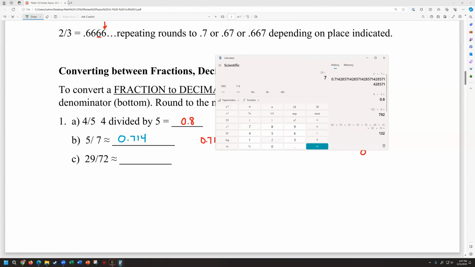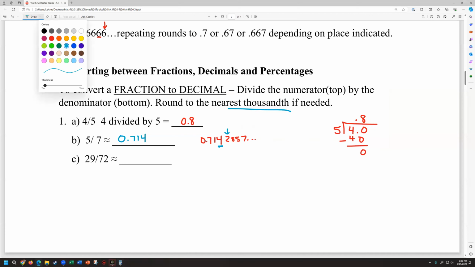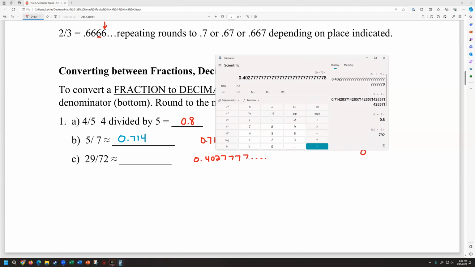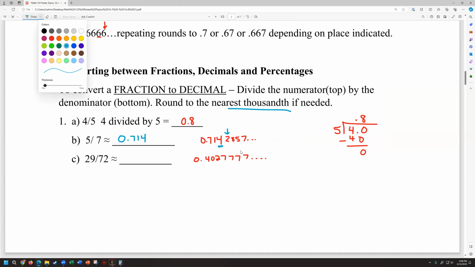Okay. Let's do the next one. 29 divided by 72. I'm going to write this out again to a few decimal places. That would be 0.4027, and there's a bunch of 7s forever, ... Notice that my calculator does round the very last spot to 8 because it can't hold any more digits. This is still going on forever as a bunch of 7s. So if we round this one to the nearest thousandth, 10th, 100th, thousandth, that's a 2 right there. The 7 behind it will bump it up to a 3. So approximately 0.403.